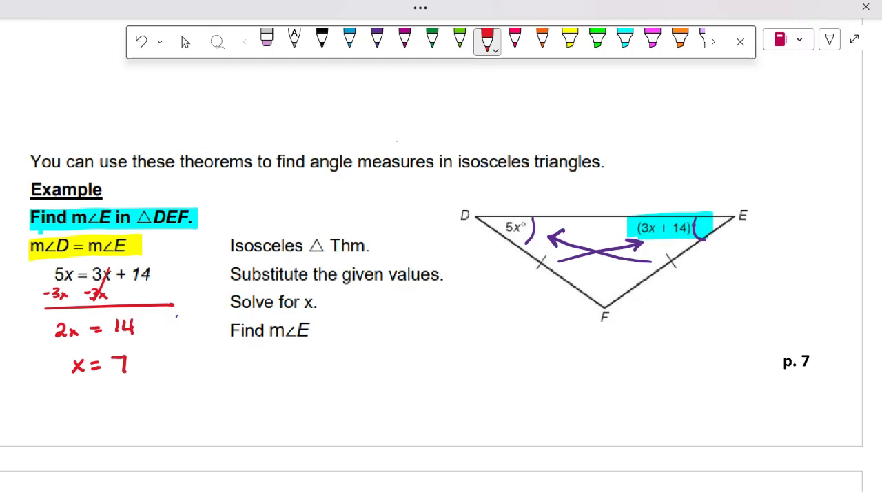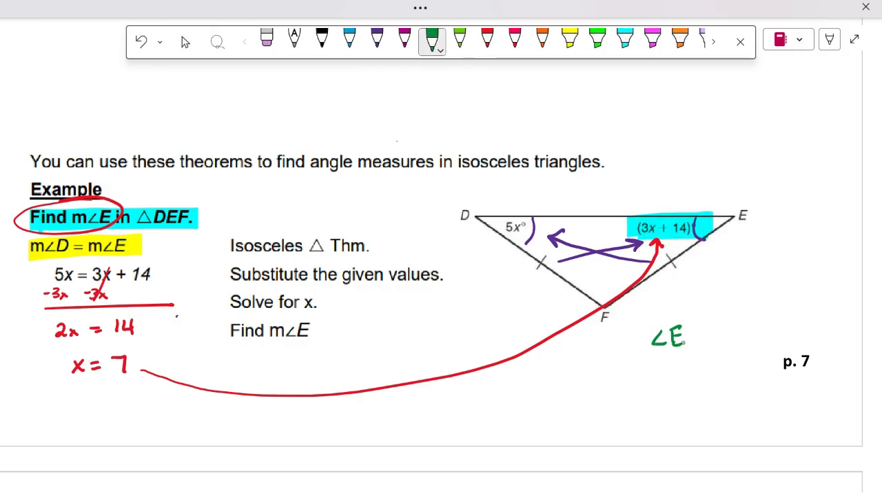What did they ask us to find? They want the angle measure of E. Now, we could simply plug the x value back in for E and evaluate that. But we could also multiply 7 by 5 because we know that D is congruent to E. All right? So sometimes, if you know they're congruent, pick the easier function. All right? So just for funsies, I'll do both.